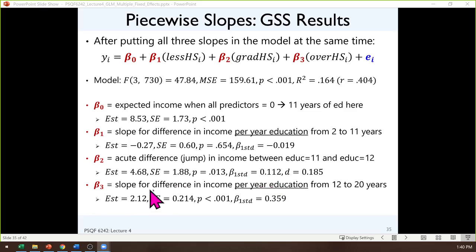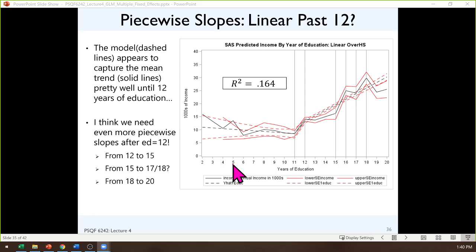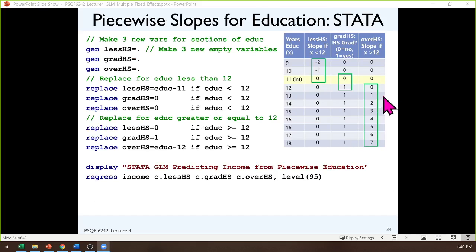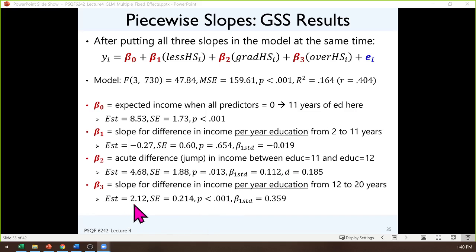And last but not least, the slope for the difference in income after 12. So let me back up. The third variable here is capturing differences among people who have at least a high school degree. If you at least finish high school, what is the effect of more education in those people? And it's about $2,000 per year past 12. And that is significant. So it takes 3 slopes to fully describe the effect of education according to this model.